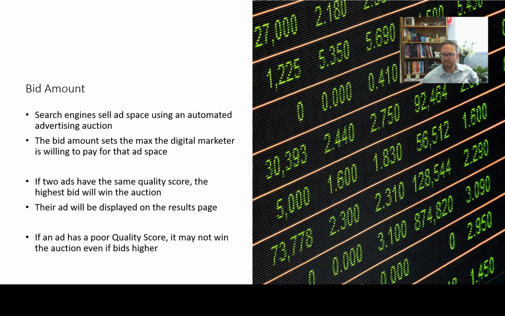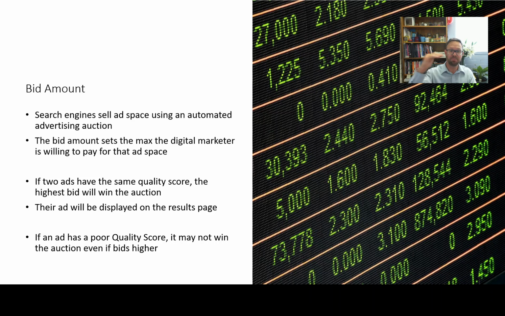Now the bid amount. You can't just go and buy, you need to bid on these words. Search engines sell ad space using an automated advertising auction. It's not a person that does it, it's just a computer that works it out. The bid amount sets the maximum the digital marketer is willing to pay for that ad space. I'm not sure if you've traded shares or not. It's a similar concept where you set the most you're willing to pay for that share, and then the brokers automatically work out who's buying. It's a similar concept for AdWords.